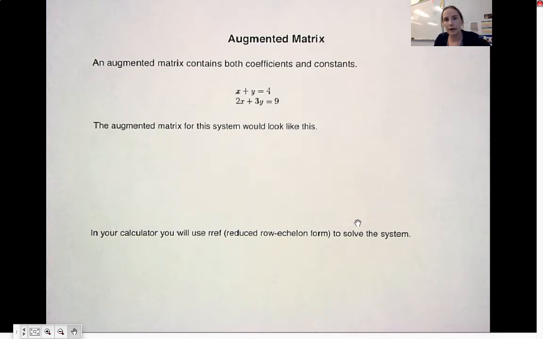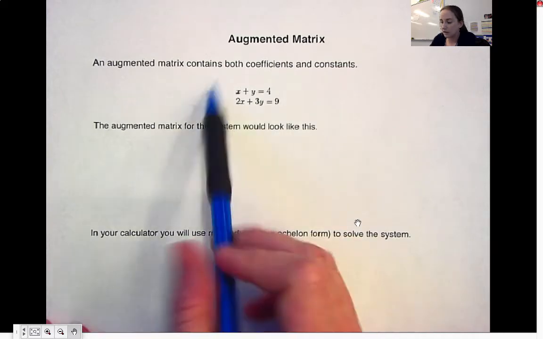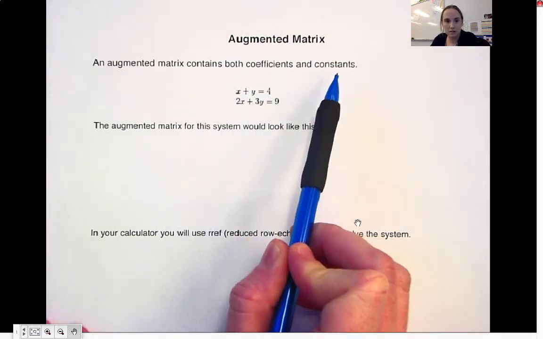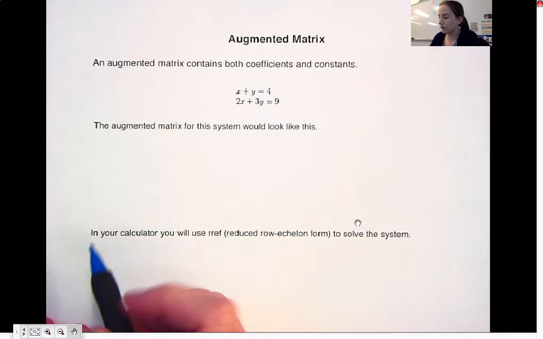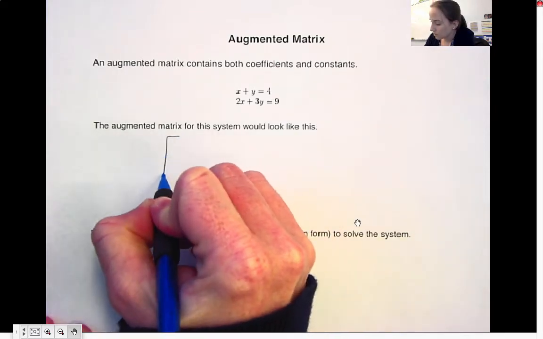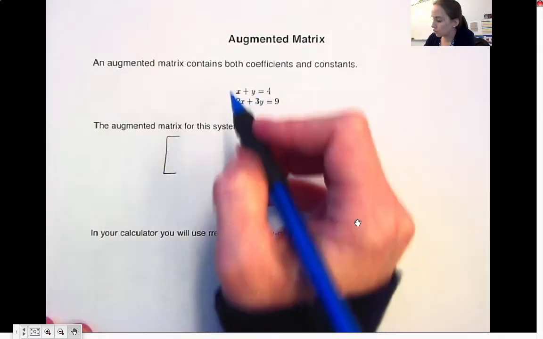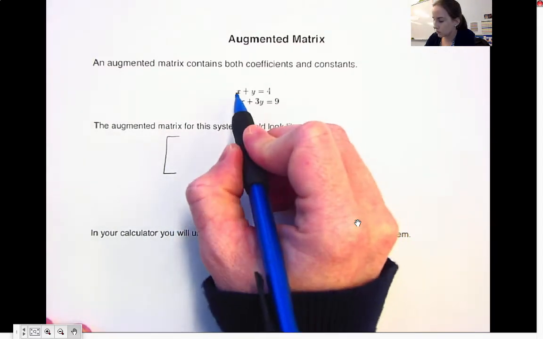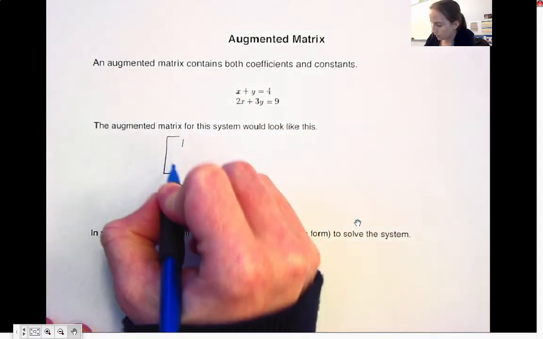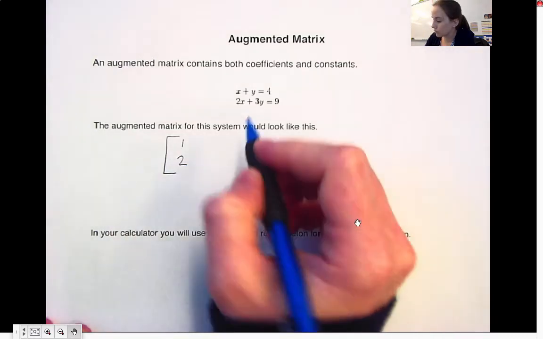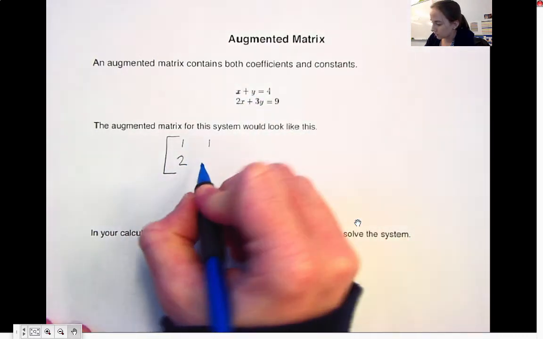So instead of breaking the coefficients and the constants into two different matrices like we did in the last video, we're actually going to put everything in one matrix, and it's called the augmented matrix. Okay, so it contains both the coefficients and the constants, and basically you just draw it like this. Got your matrix bracket, and you write down the coefficients for the x's in the first column, and the coefficients for the y's in the second column.